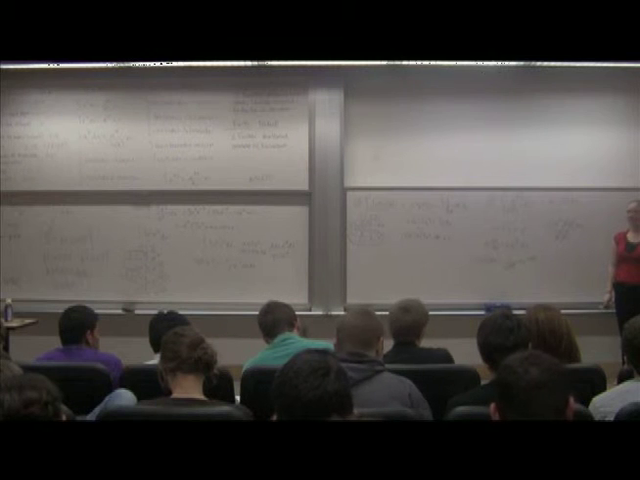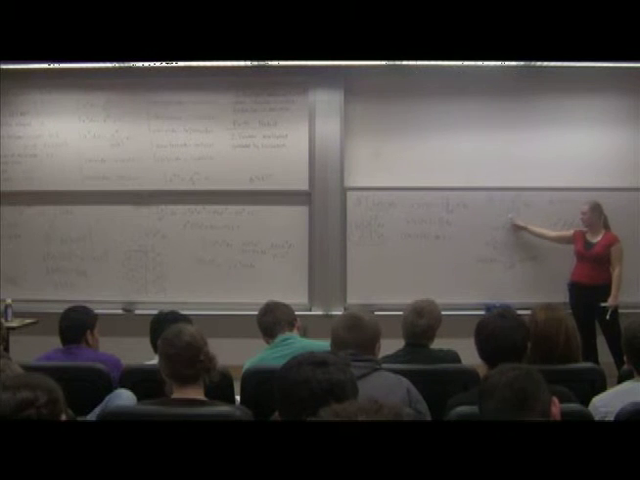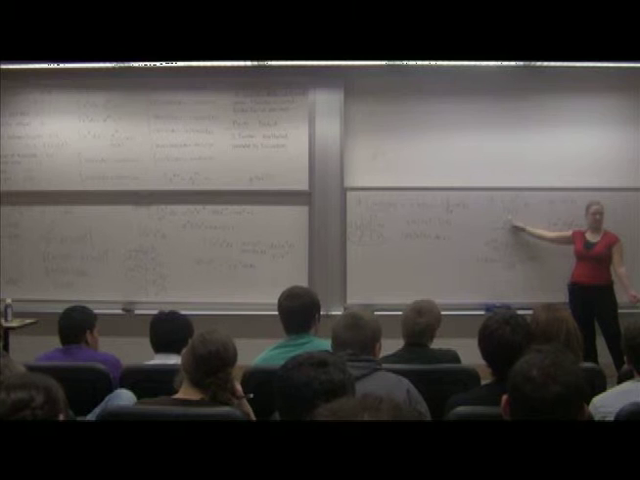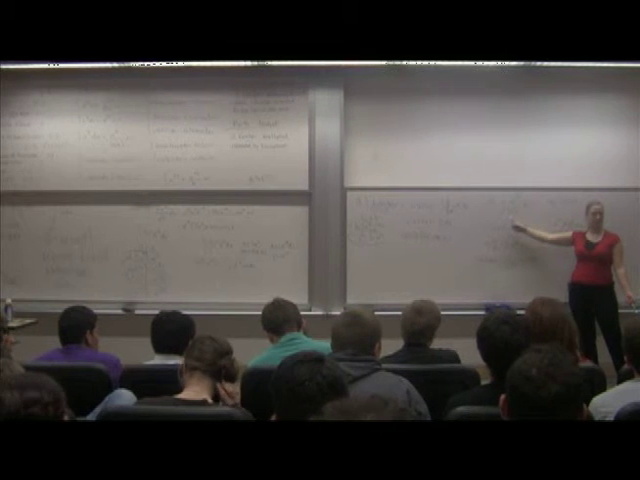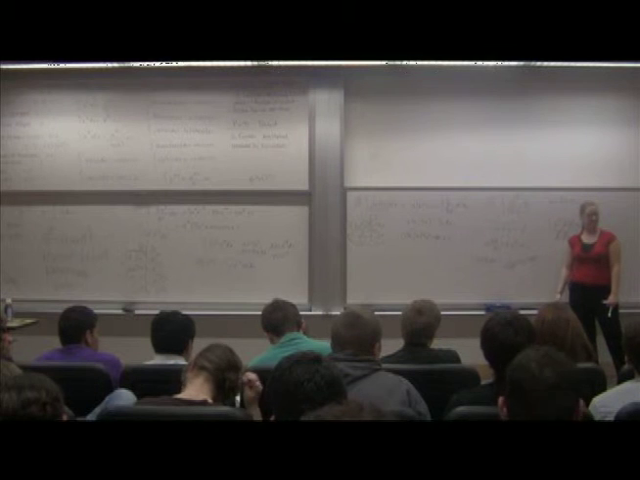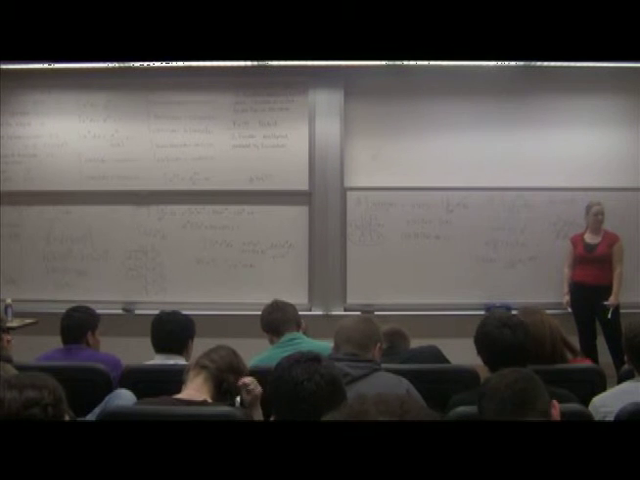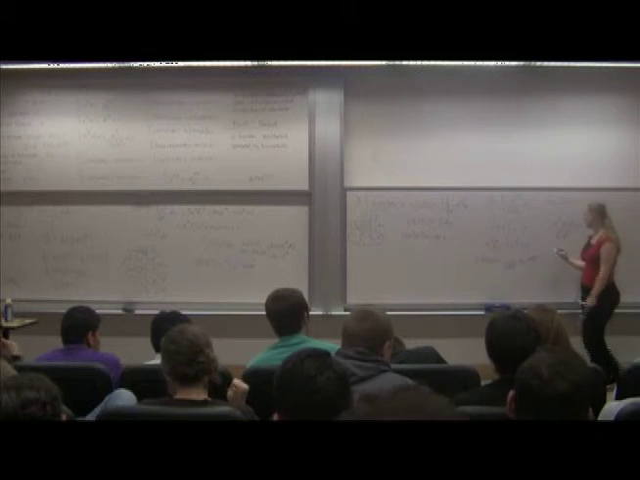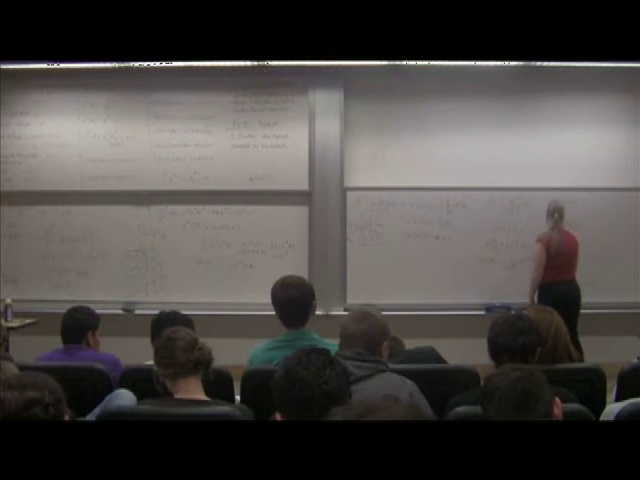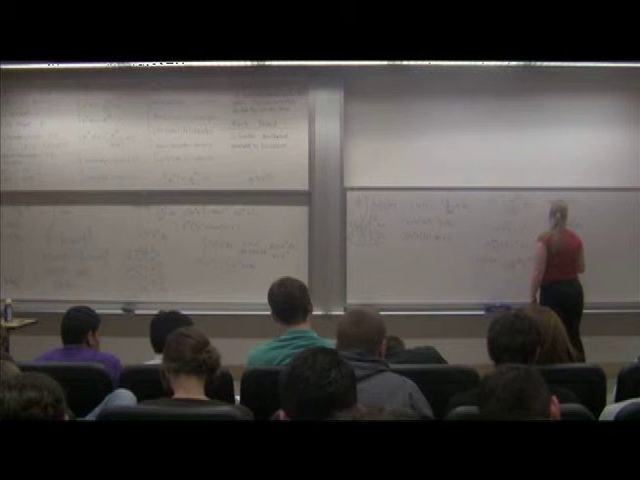Word to the wise: sometimes they don't have that 2 there. That's okay. If they didn't have that 2 there, it just means you have a 2 out in front. That's okay. So then I'm left with the integral of e to the u du.